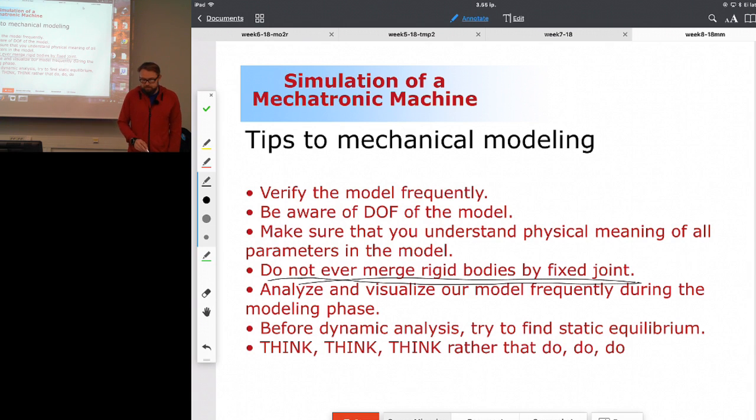Analyze and visualize your model frequently during the modeling phase. Before dynamic analysis, try to find the static equilibrium. That's quite critical. Think, and think, rather than do.